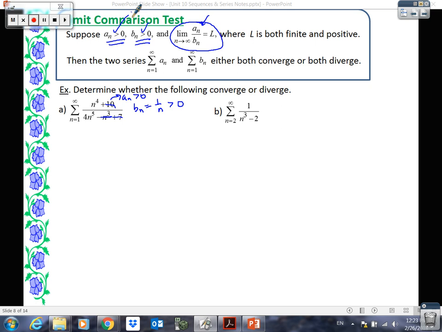No, you don't have to use the constant. You can if you want to. It doesn't matter. I wouldn't. I wouldn't use the constant. I would just keep it as simple as possible. So you can leave the 4, because the 4 has relatively little effect on the n to the 5th. Relatively little effect. Okay. So we're going to rewrite our comparison series.